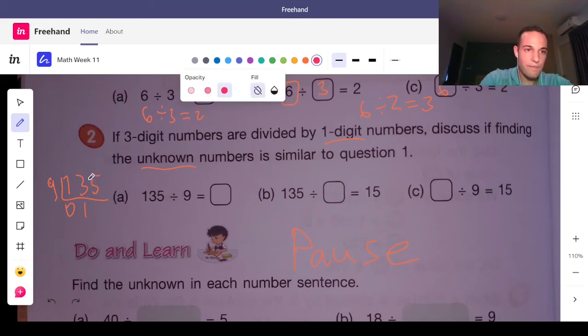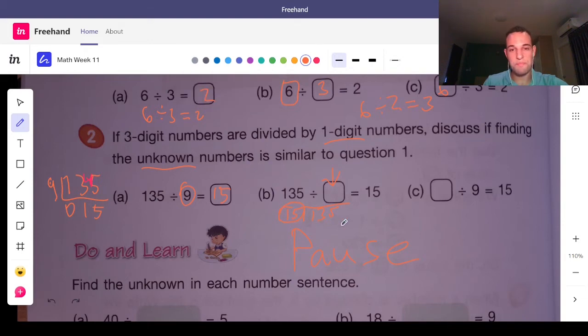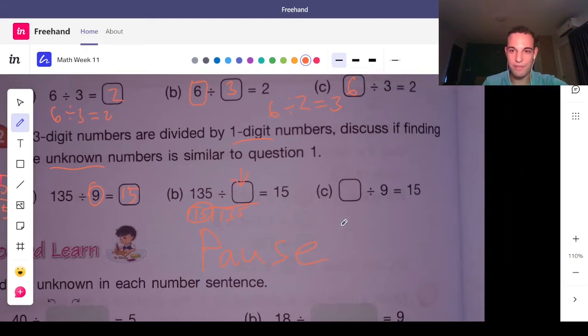13 minus 9 is 4. Okay, and we have 45. 9 goes into 45 5 times. So the answer is 15. Now, if we want to find this number, we would have to do 135 divided by 15. Since we didn't learn it yet, you should probably use a calculator until next semester or next year when we learn how to do it. For now, let's move on to C.